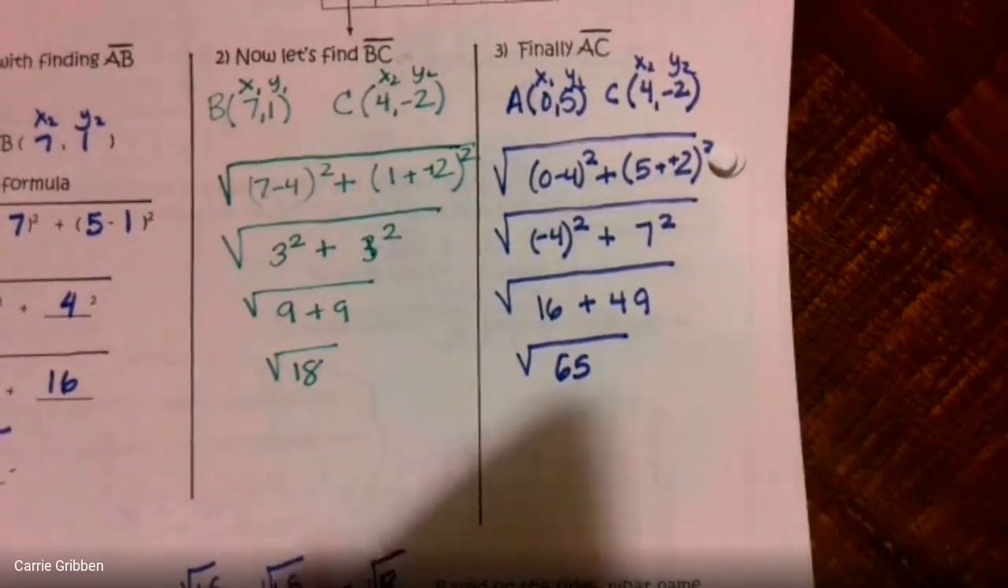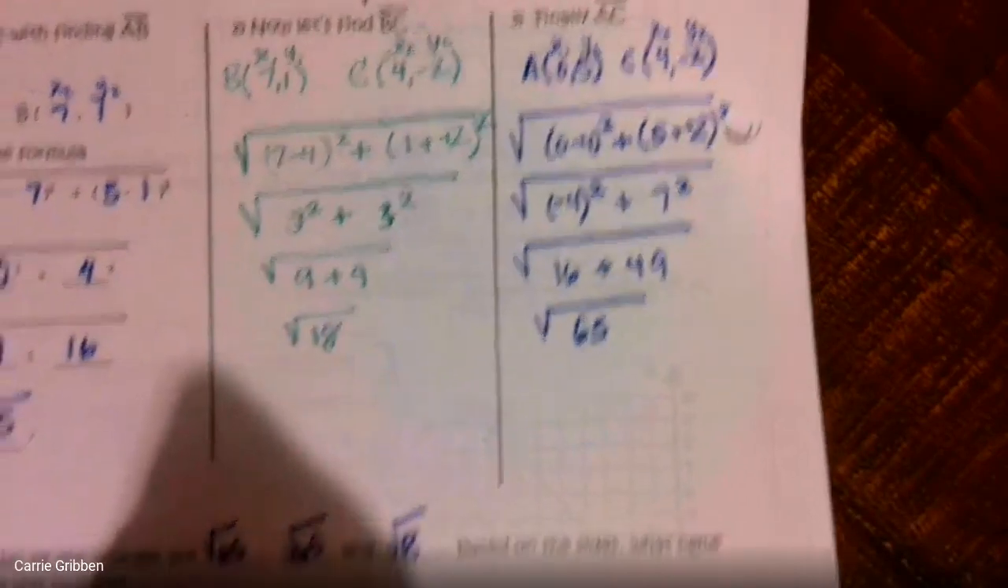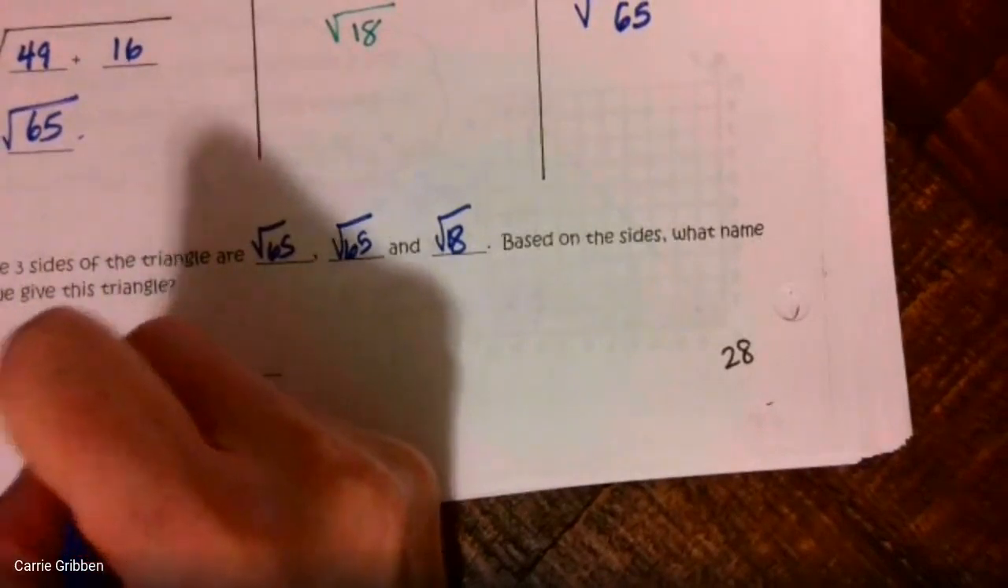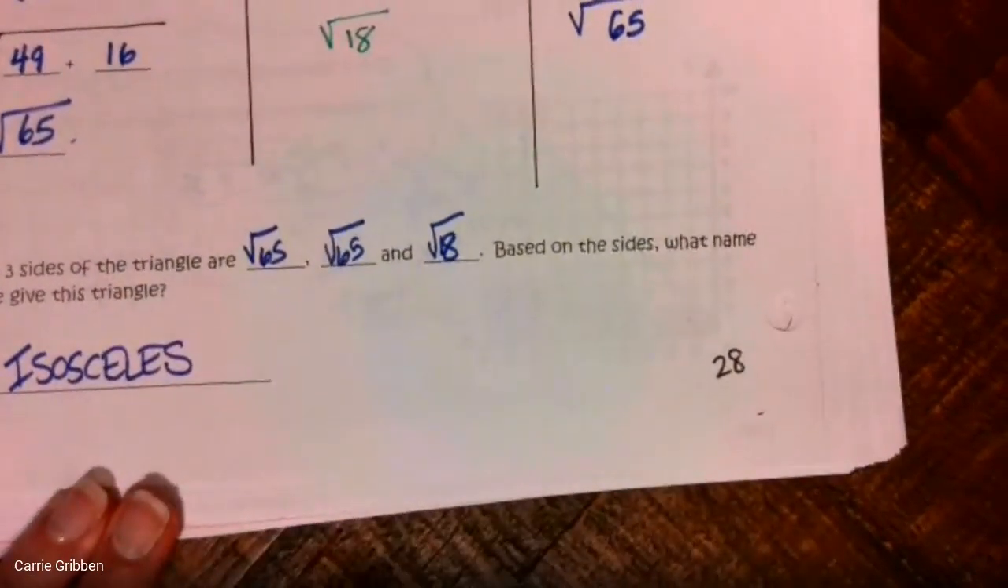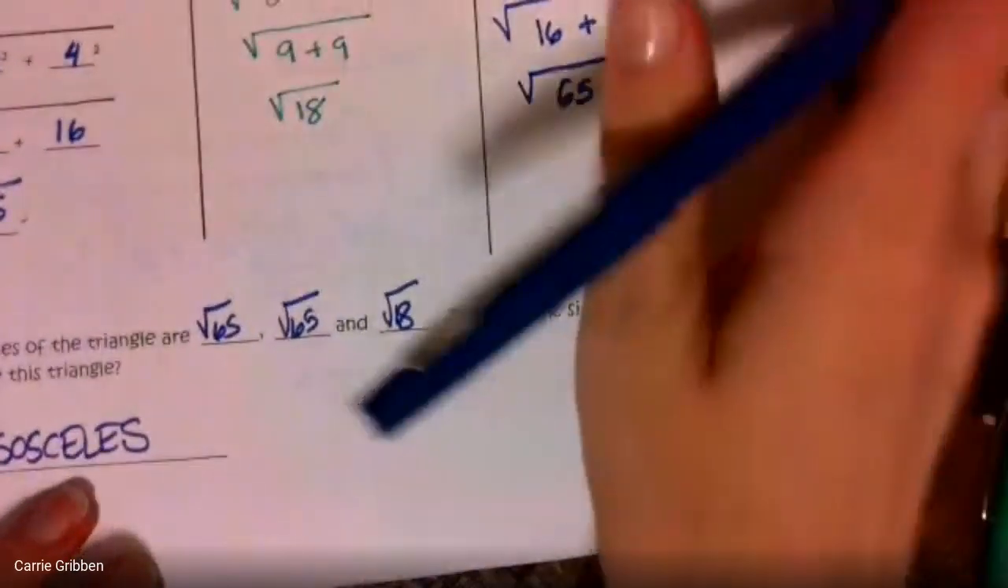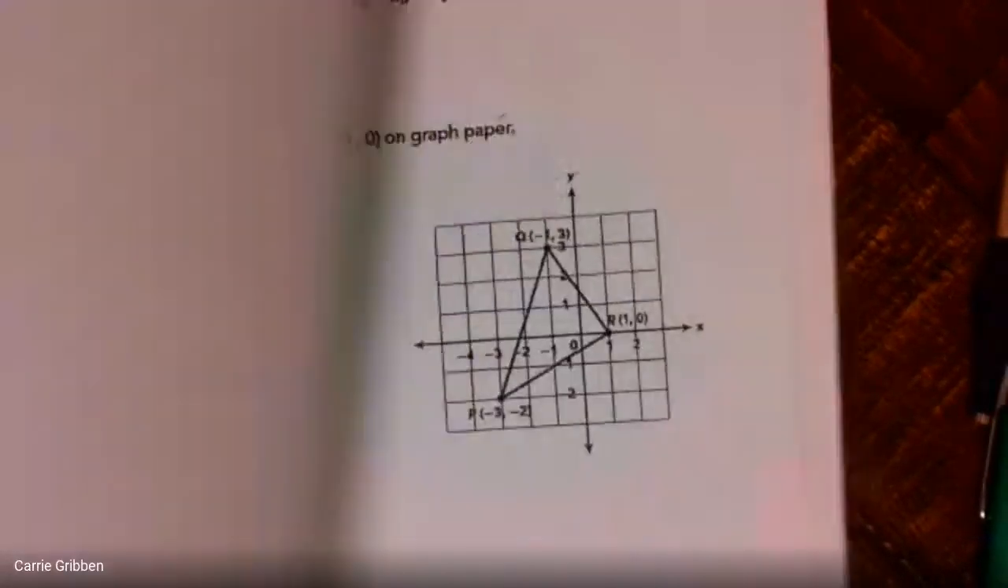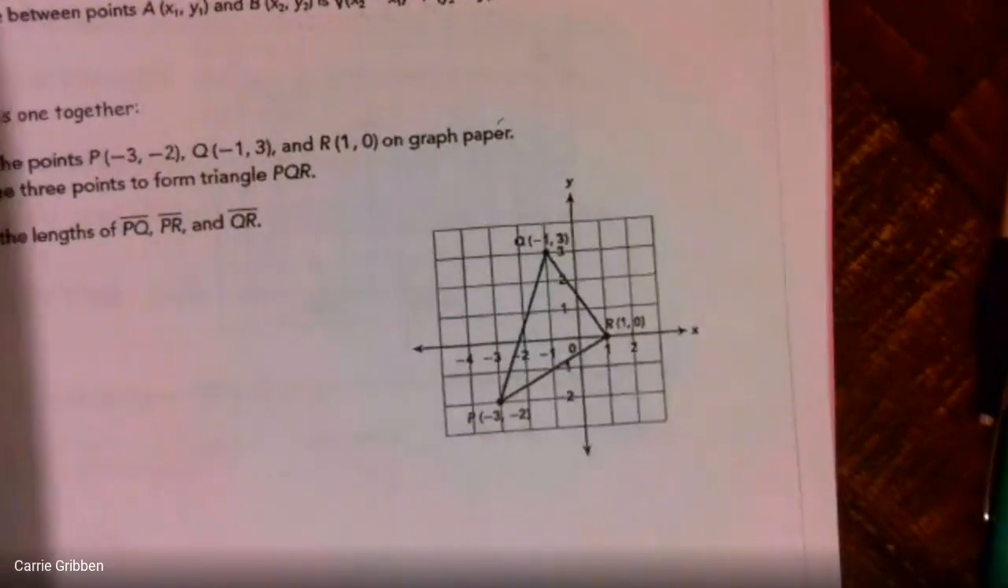Based on the sides, well, 2 of the sides are the same. What type of triangle is that? Take a chance to think. 3, 2, 1. It's isosceles. 2 sides the same. And that is the distance formula. So on your homework, you're going to practice doing the distance formula for each of these. And on page 30, kind of doing it for that triangle too.